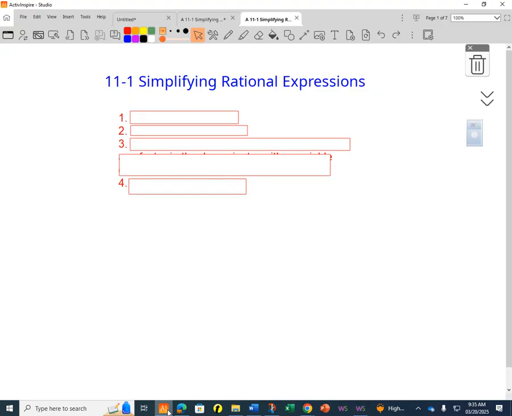All right, so we're going to go ahead and get started on 11-1, simplifying rational expressions. Does anybody know what the word rational means? Remember what rational means? And what's the root word for rational? You guys know what root words are? What's the root word for equation? Equal, yeah. The root word for rational is ratio.